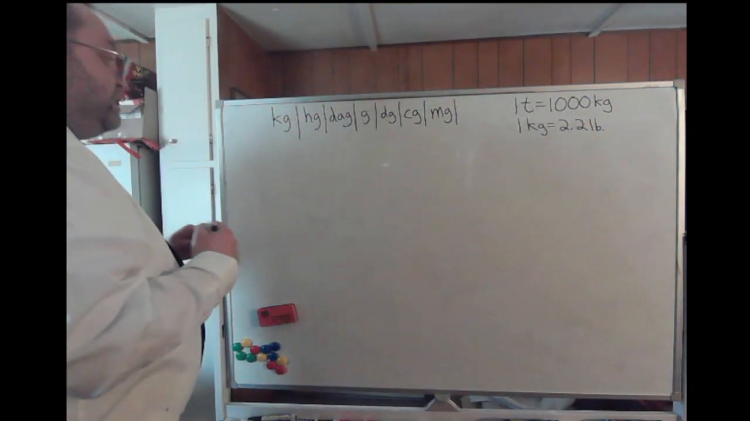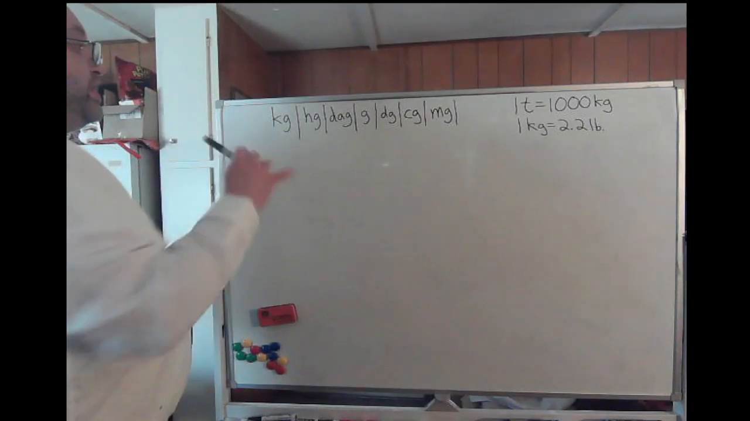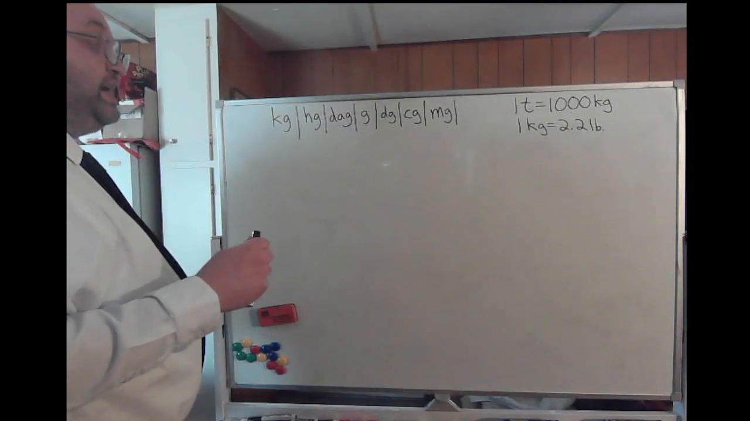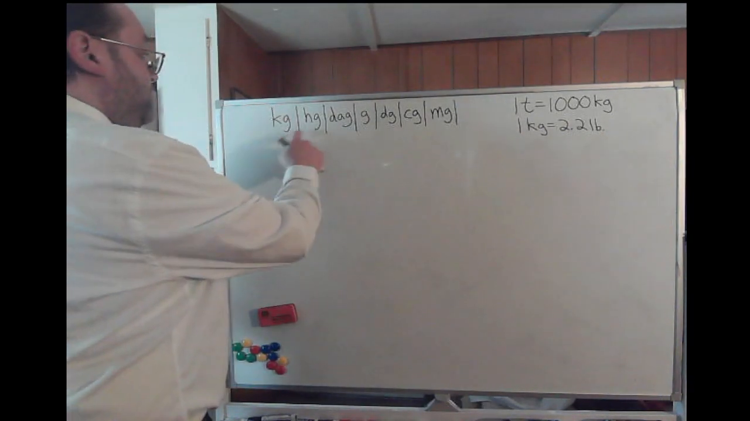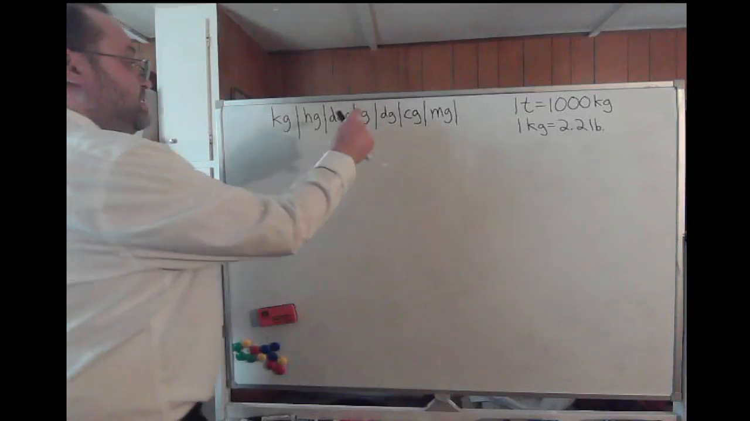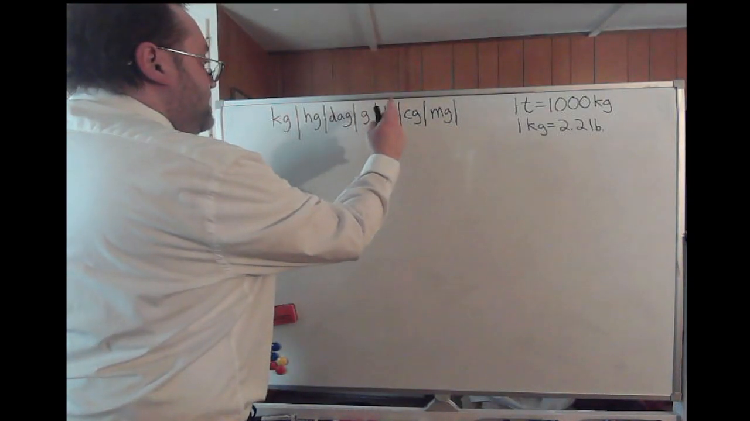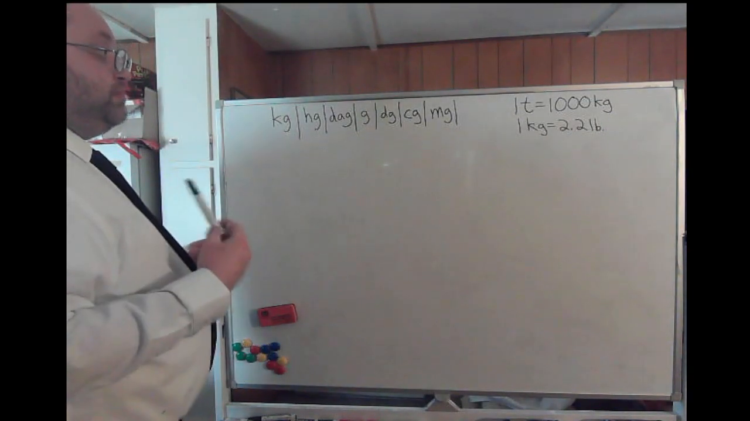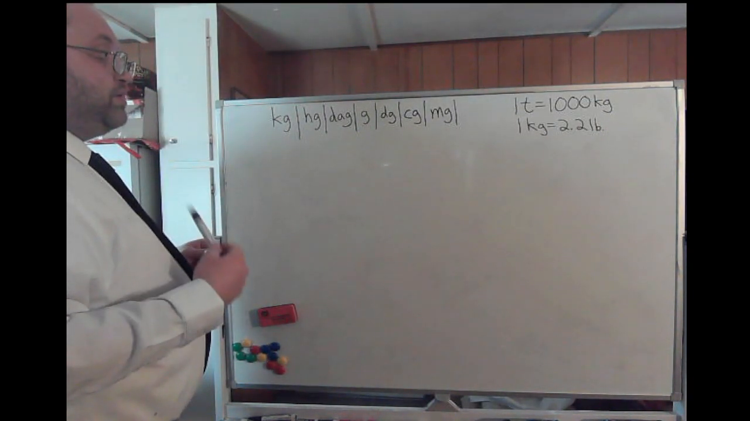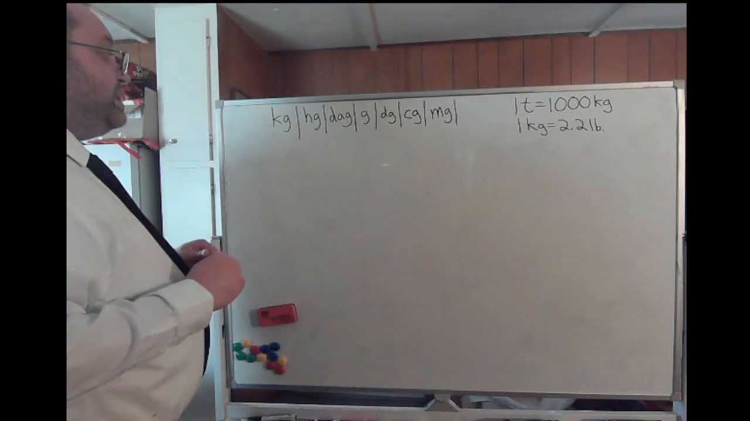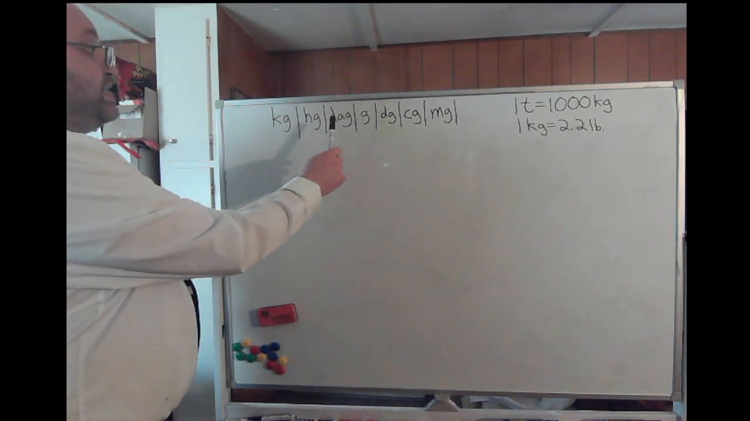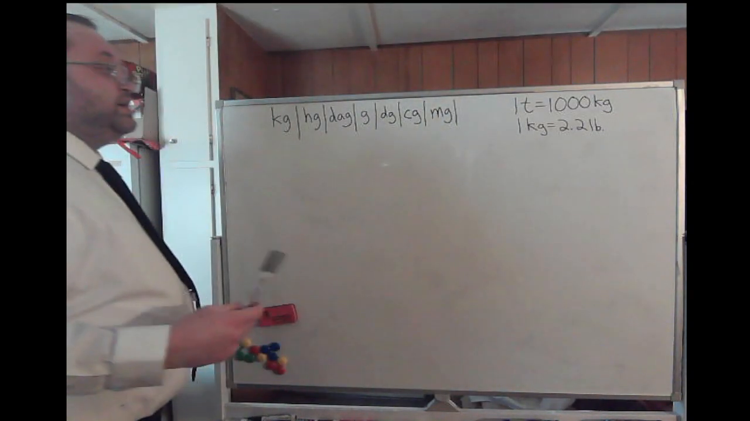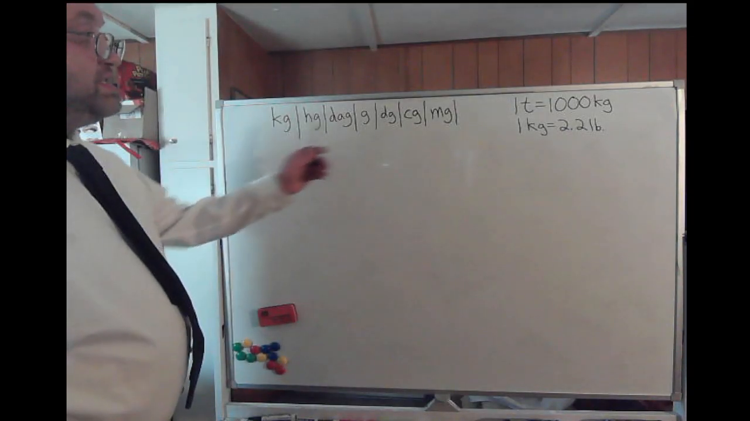So let's start here. Of course, I drew out something very similar to the other day when we talked about metric units of length. You still have kilo, hecto, deca, the regular units, the deci, centi, and milli. Just like you have kilometers and meters and millimeters and all that, you have kilograms, hectograms, decagrams, grams, decigrams, centigrams, and milligrams, starting from biggest to smallest.